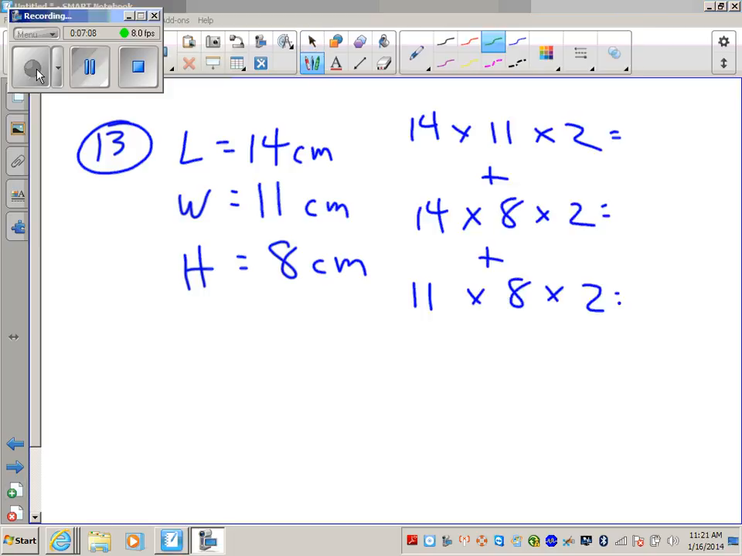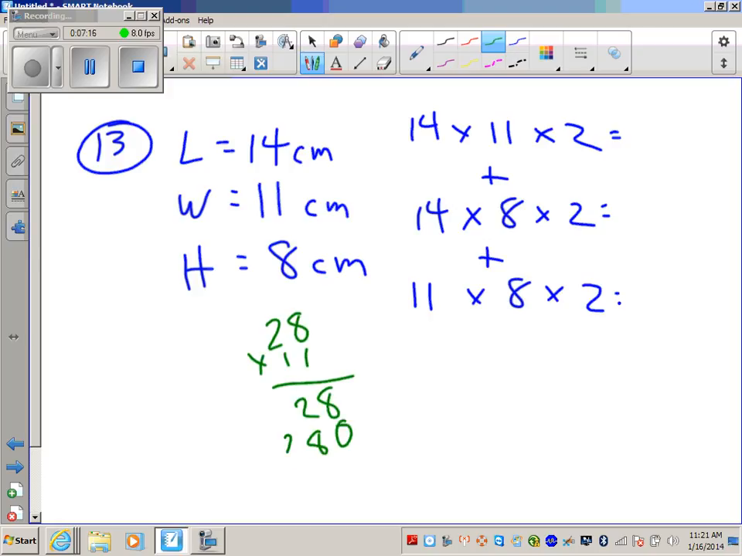Fourteen times 11 times 2, I would say 28 times 11 and 8, 10, 3. You could do 22 times 14. You should still get the same thing, right? And then 28 times 8. 14 times 2 is 28 times 8, 64.